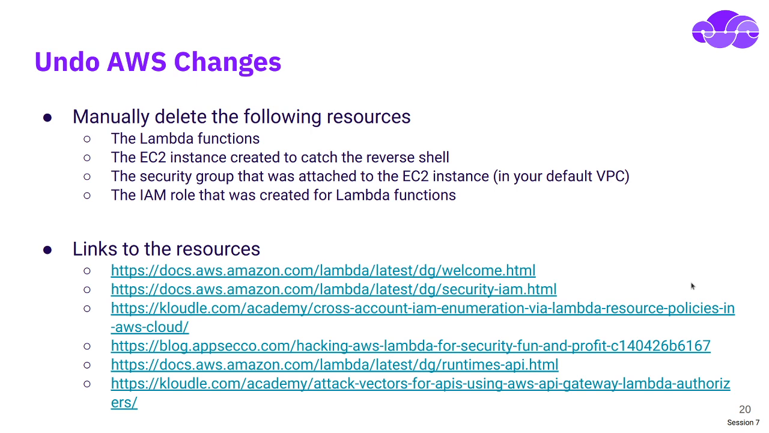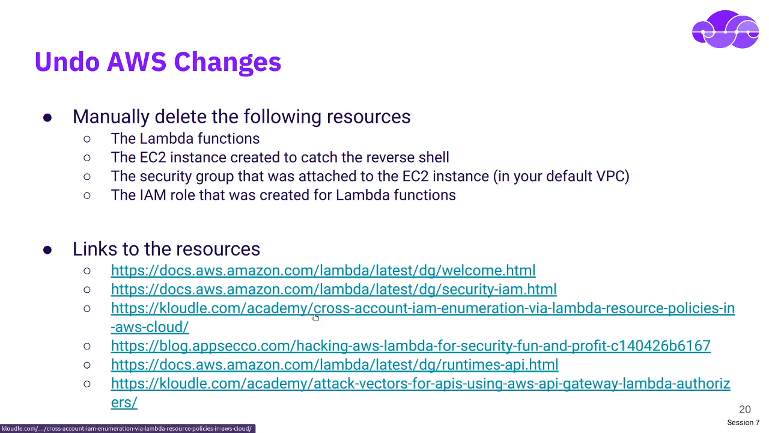Take a screenshot of this reference, right? You can go ahead and undo the changes that we've added, including the Lambda function that was created, the EC2 instance that was created to catch the reverse shell, the security groups, and the role that was attached to the Lambda function. There is a bunch of resources, specifically the AWS Lambda documentation and security IAM documentation, on how you should configure the AWS Lambda IAM role so that you're not over-privileging it.